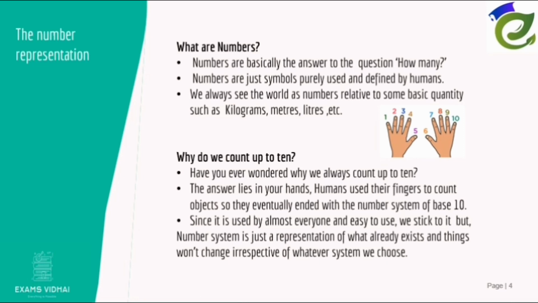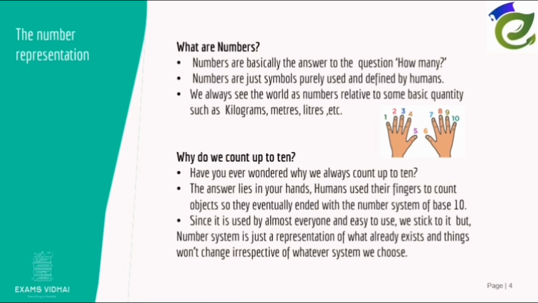So numbers are just symbols, purely defined and used by humans, to represent the answer to the question how many. The answer just lies in your mind, that can be precisely defined by humans, that can be only felt by humans. But numbers are symbols that are used to represent them in papers, databases and things, to communicate with others. We always see the whole as numbers related to some basic quantity. If you ask how many watts this bulb is, they will say 100 watts. So 1 watt is some basic quantity and you are comparing to something as 100 watts, so 100 times this.